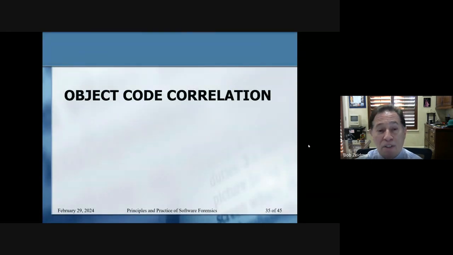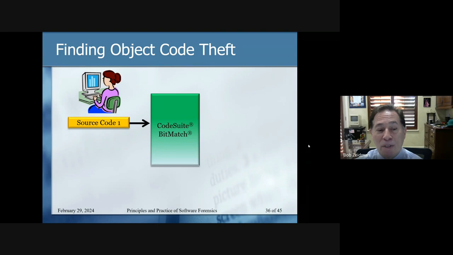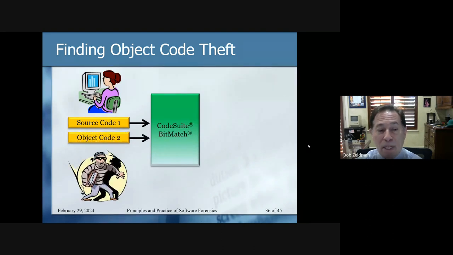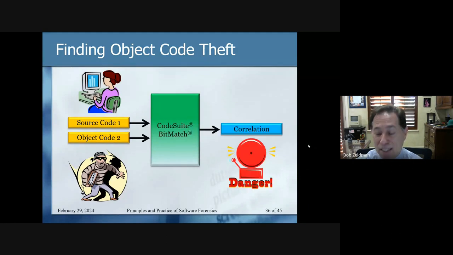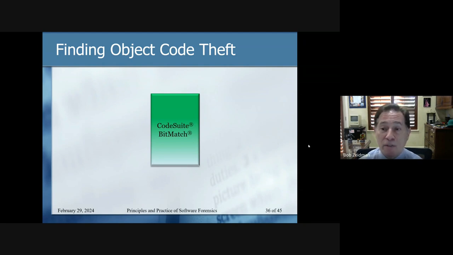Then there's object code correlation, which is the function that does this in CodeSuite is called bitmatch. It takes in the source code and some suspected copied object code. And again, it finds correlation. And what I'll say here is there have been cases where we don't have access to the other party's source code, but we can get the application itself, which is the binary object code, and compare, for example, our client's source code to the suspected copied code's object code. And we can still find correlation.